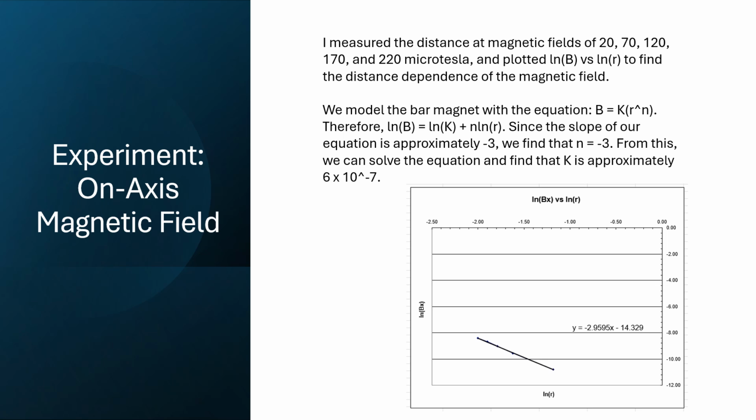Since the slope of our equation is approximately -3, actually it's like -2.95, we find that N equals -3, so it has a 1 over R cubed dependence. From this, we can solve the equation and find that K is approximately 6 times 10 to the -7.